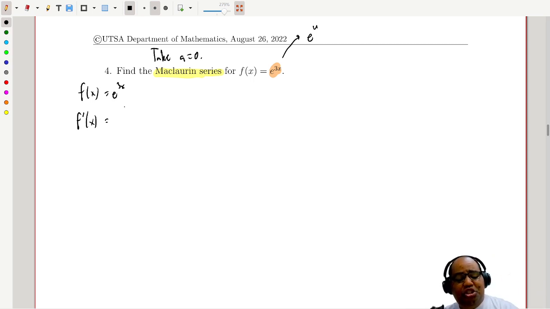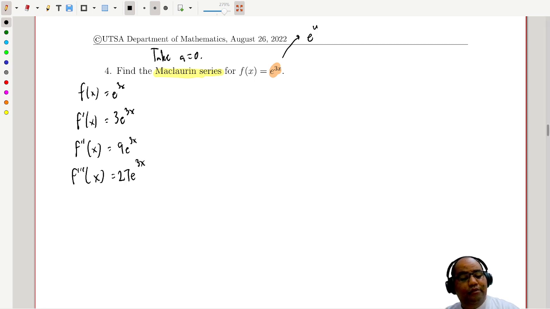Exponentials are still their own derivative, but here, because we have another function inside the exponent, chain rule, so a 3 comes down. 3e to the 3x. The second derivative, we get another 3. That's 9. The third derivative will give us a 27 coefficient. The fourth derivative, we'll get another 3. 27 times 3 is 81.